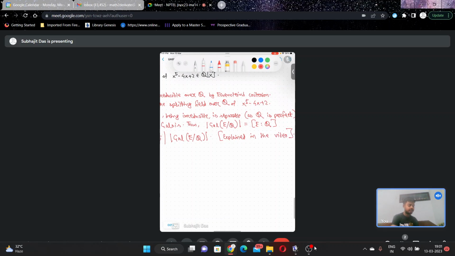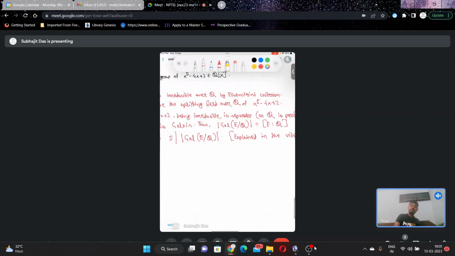So why is this the case? This is simply because 5 divides the order of the Galois group. Why? Because 5 divides the degree of the extension. And why is that the case?